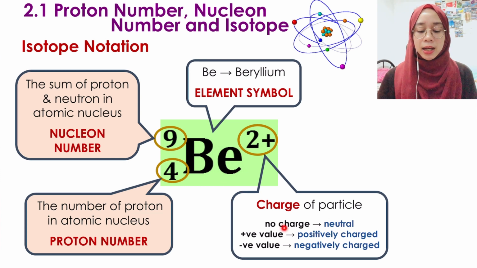But in this case it is 2 positive, so the 2 positive shows it is a positive value, meaning our particle is a positively charged particle. And if the value here is negative, then our element is a negatively charged particle. So it depends. In this particular case, what is given to you is a positively charged particle, because there is 2 positive there.